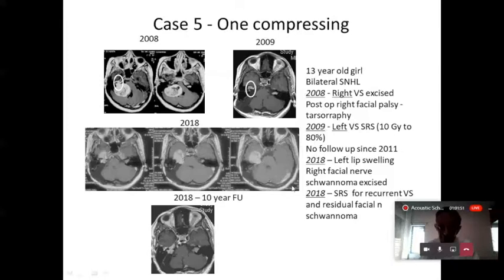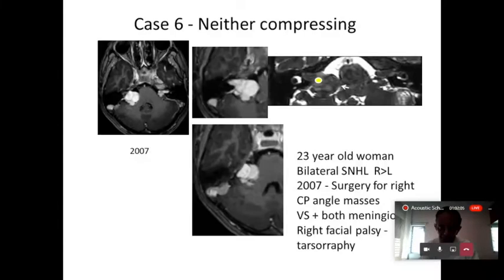Here is a case where you have tumors, neither of which is compressing the brainstem, except that if you look carefully at this patient's tumor on the right side, you have what is called a collision tumor. You have a vestibular schwannoma coming out of the porus, and you have this tumor which is compressing the brainstem slightly, which is actually a meningioma. You can see that again in this gadolinium enhanced picture. This is the meningioma, and that is the vestibular schwannoma. You also have another meningioma here.